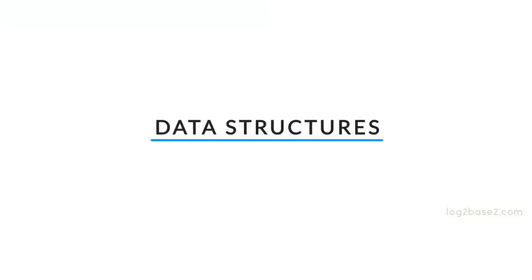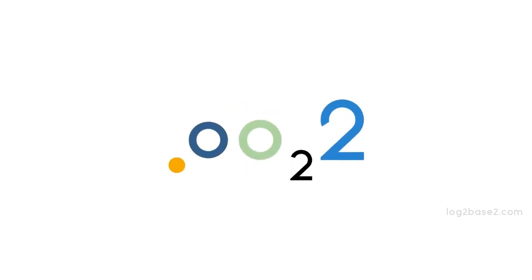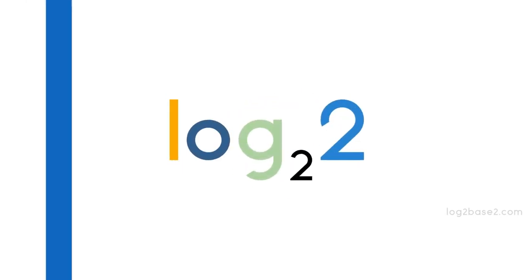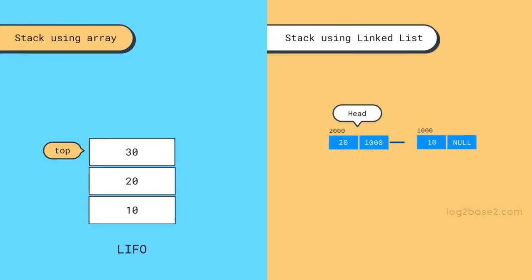Hello friends, in this video, let us learn how to implement a stack using a linked list. We know we can implement a stack using an array. But if we implement the stack using an array, we need to specify the array size at the beginning, that is, at the compile time. And we cannot change the size of an array at runtime. So it will only work for a fixed number of elements.